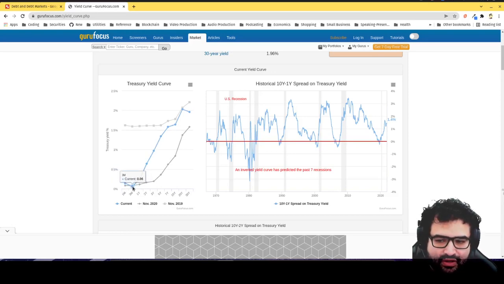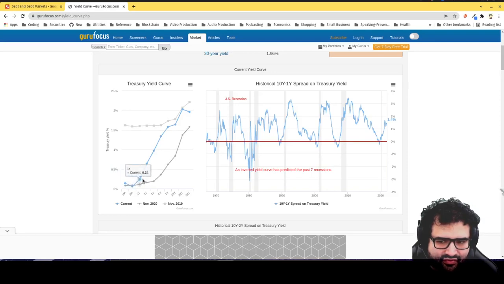Now you take a look at the 3 month, which is probably where the majority of the debt is financed. Notice it's dropped here. Now this is kind of weird. Why would people want more interest to borrow money for a month than for 3 months? That generally is a weird sign.